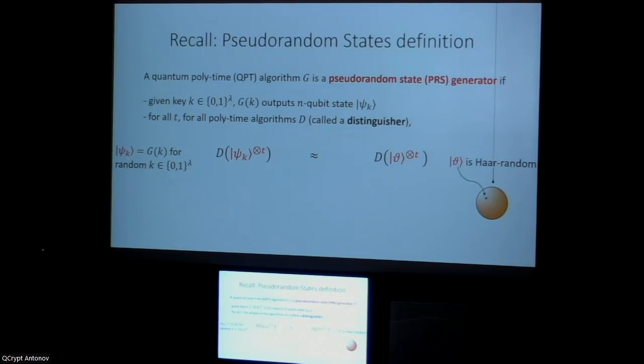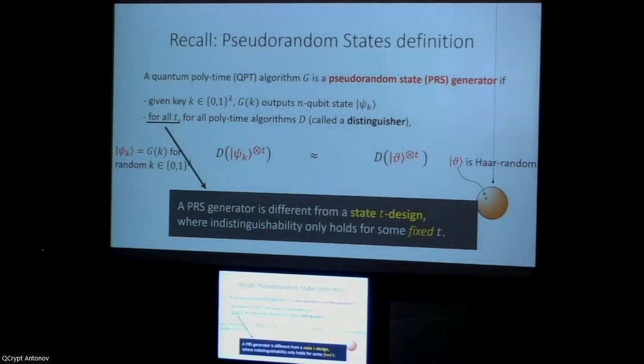And this can be efficiently generated using a pseudorandom state generator G. So G outputs an n-qubit pure state for every key k, and the indistinguishability, basically the pseudorandomness, says that for every t, no polytime distinguisher can distinguish between t copies of a state sampled from this family or a truly Haar random state, right? Okay. And again, this is different from the concept of state t-designs because that only works for some fixed t, but in case we want it for arbitrary polynomial t.